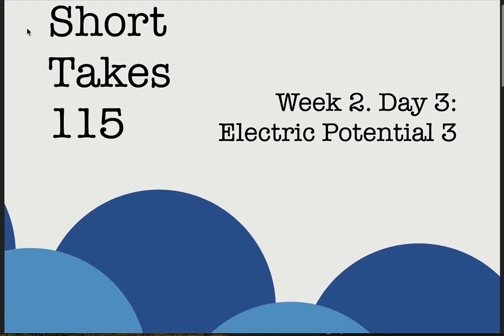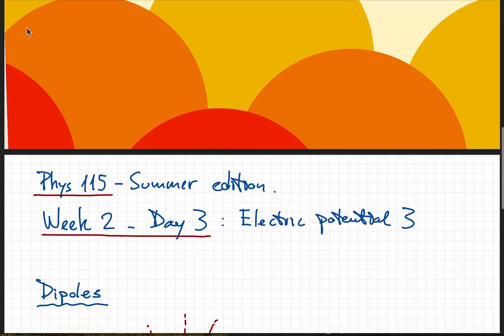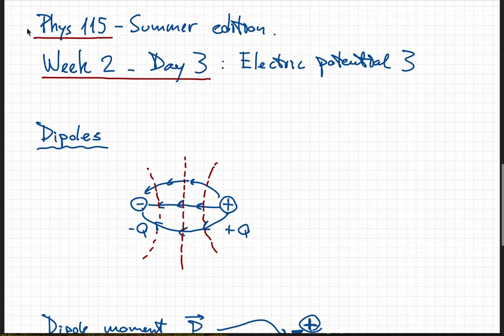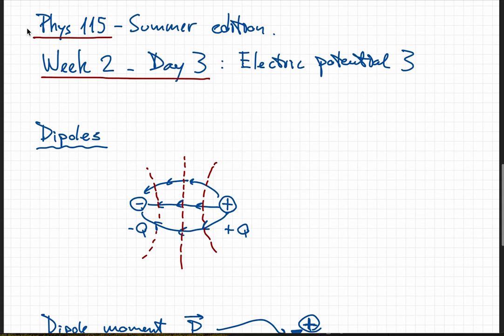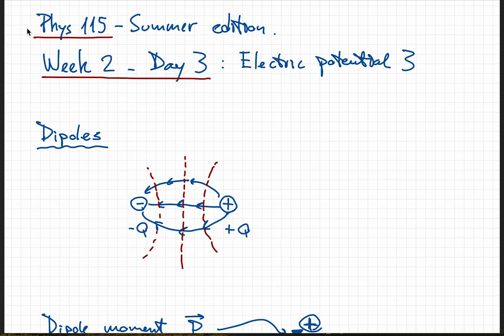So this is Electric Potential 3. This should have come out a couple of days ago. Apologies, but anyway. In this class, I guess it's not a preview anymore, now it is a review. We spent quite a bit of time talking about point charges and the corresponding forces between pairs of charges, electric field, electric potential, and potential energy of pairs of charges.